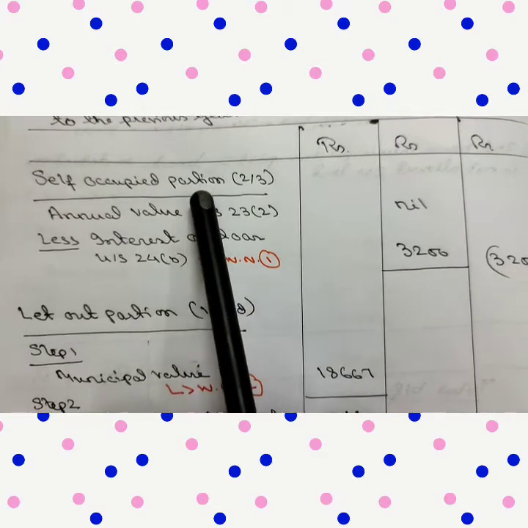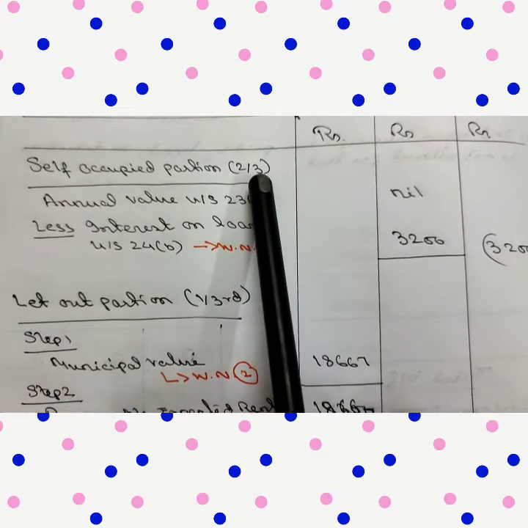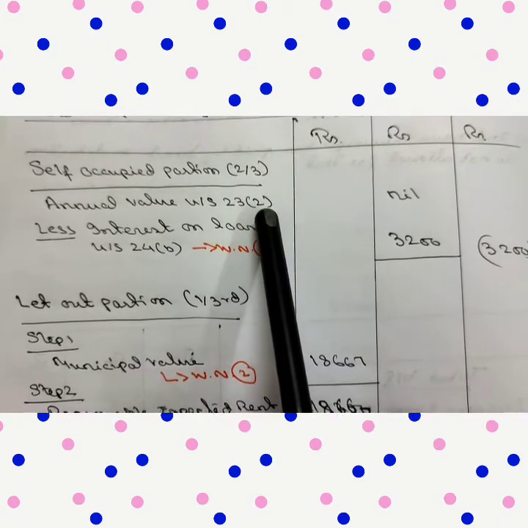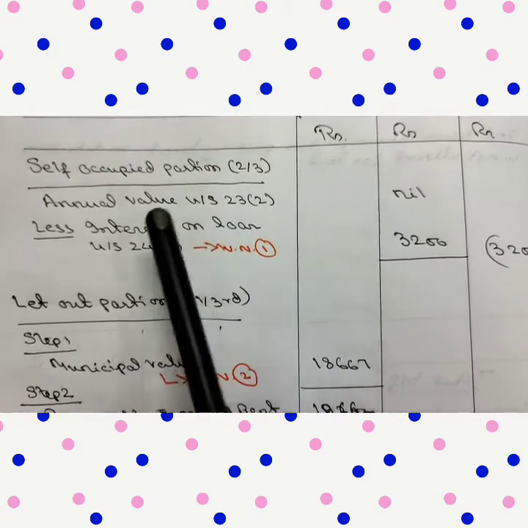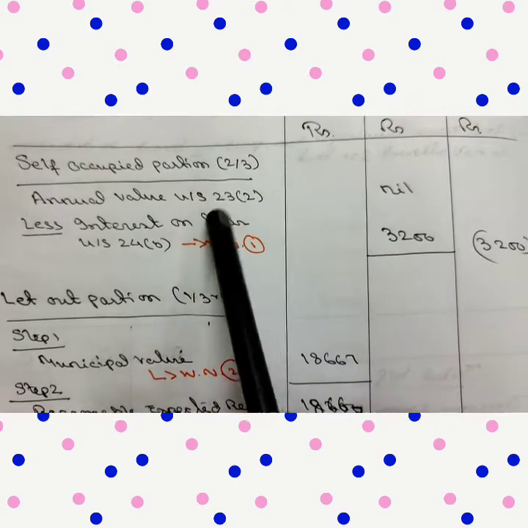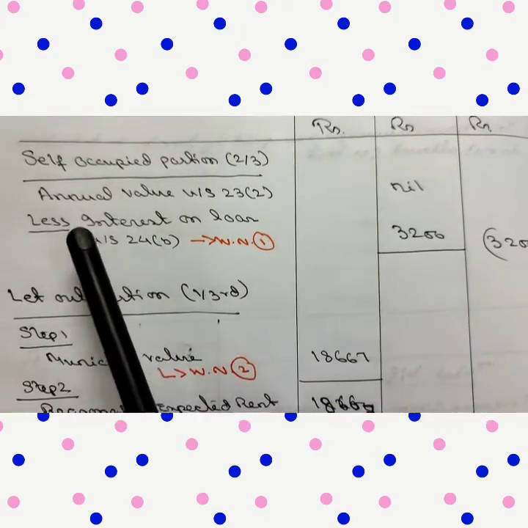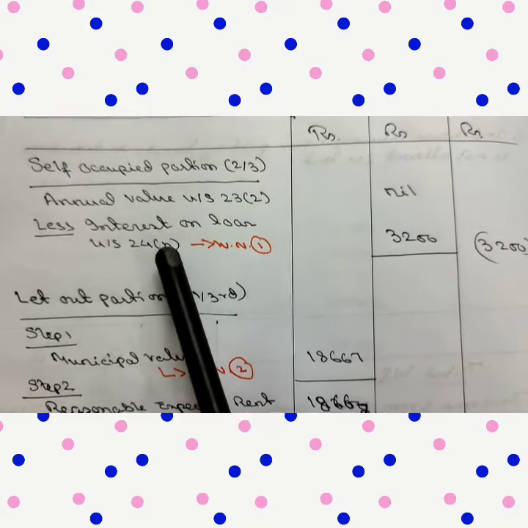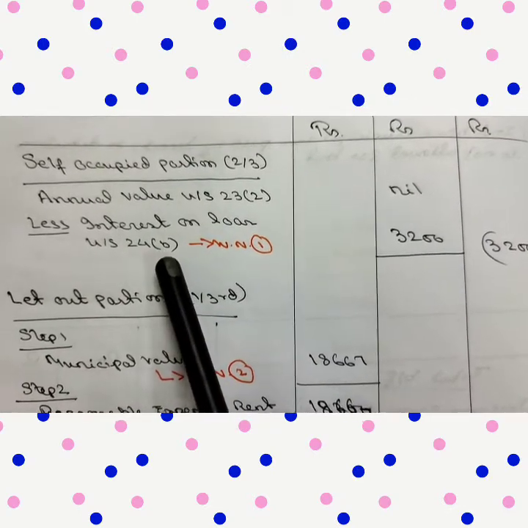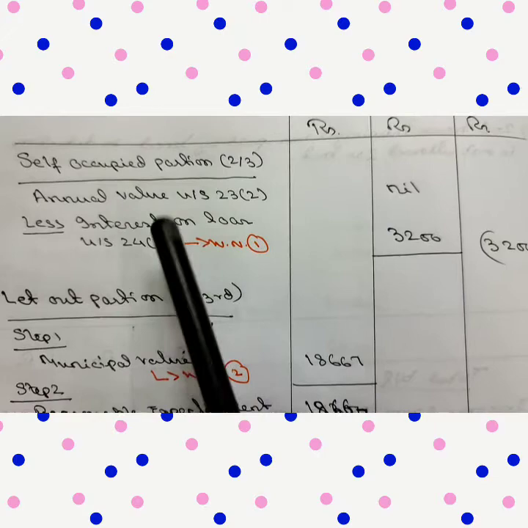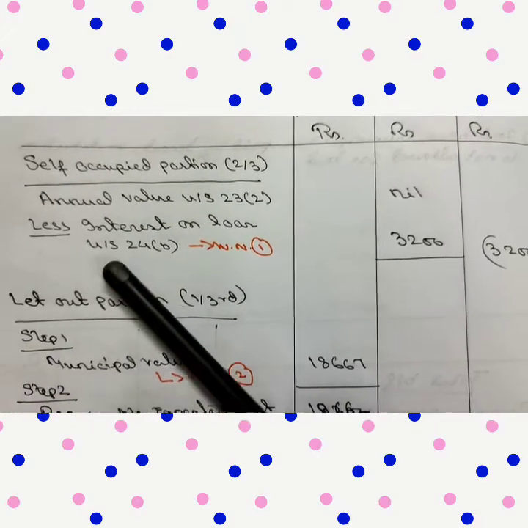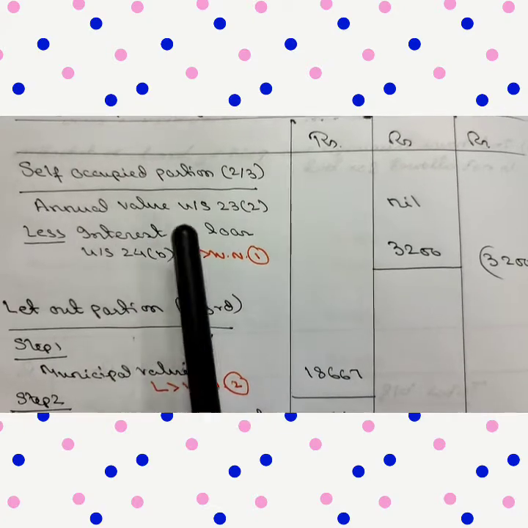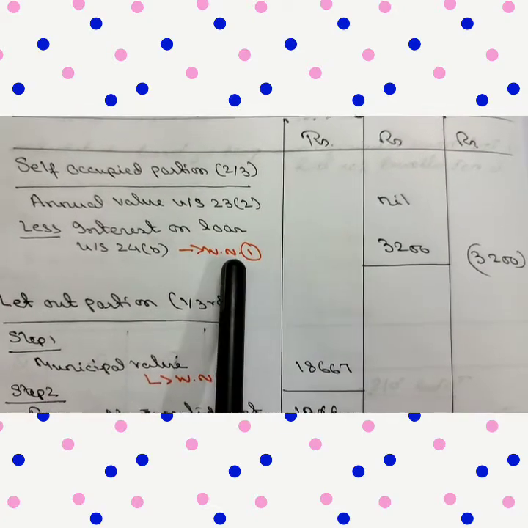First, the self-occupied portion, that is the 2/3 of the house. Annual value under section 23 subsection 2. We know that annual value of self-occupied part is nil. Less interest on loan under section 24B. Only one expense is deductible from the annual value of the house used by the owner for his own residence, that is interest on loan. Now here is a working note.